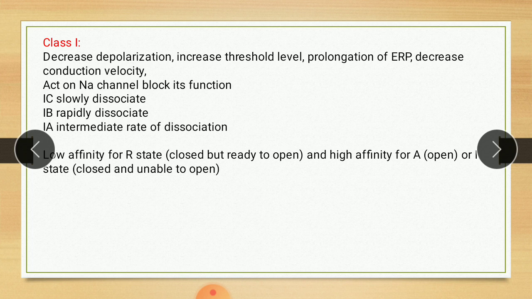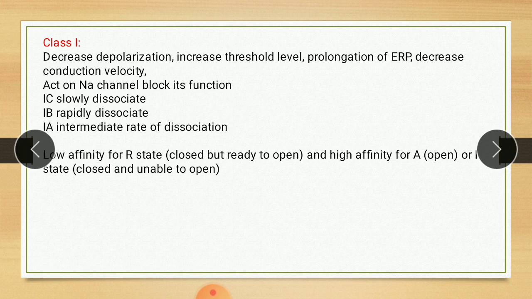So class 1C dissociate very slowly from the sodium channel, meaning these class 1C drugs block the sodium channel for a longer period of time. Then class 1B rapidly dissociate from the sodium channel, meaning class 1B has a short duration of action, or it blocks the sodium channel for a short period of time. And the third one is class 1A, which has an intermediate rate of dissociation from the sodium channel. These drugs lengthen the ERP and slow down the conduction velocity.